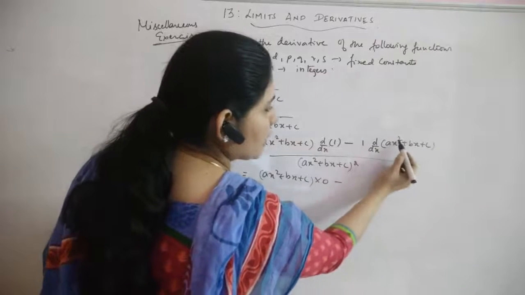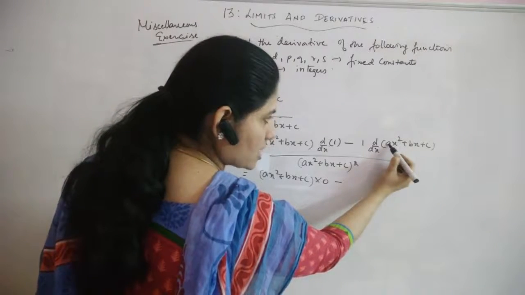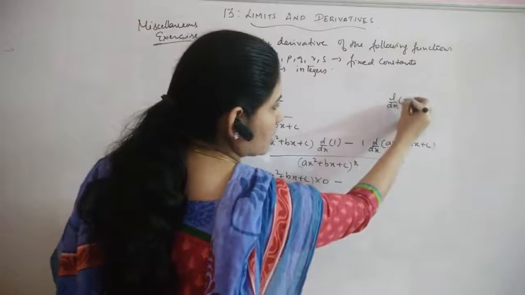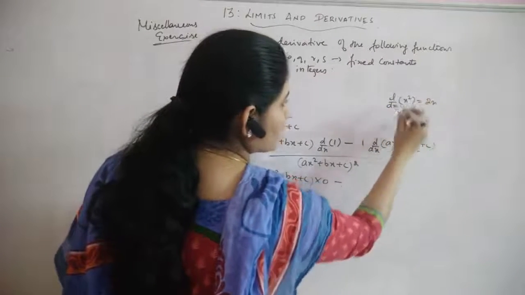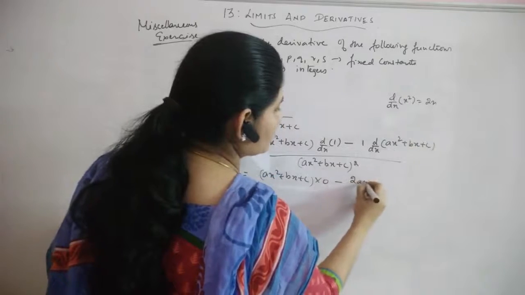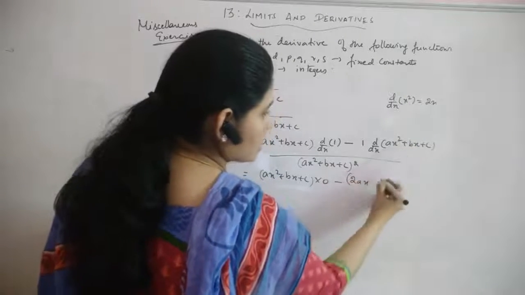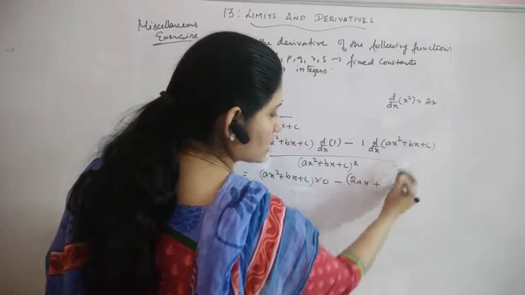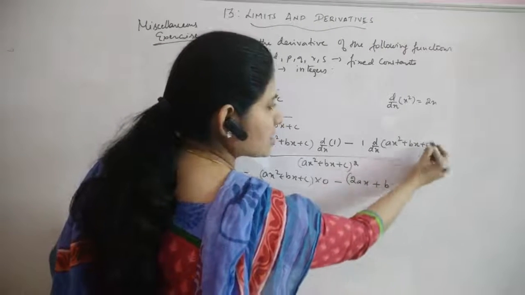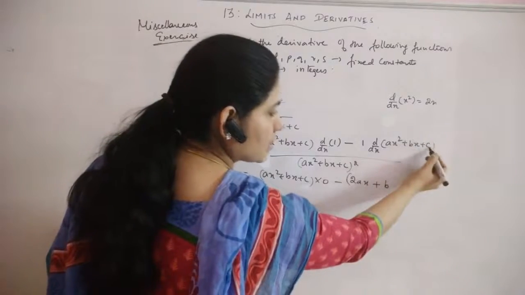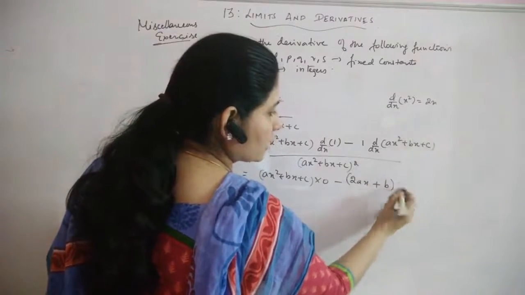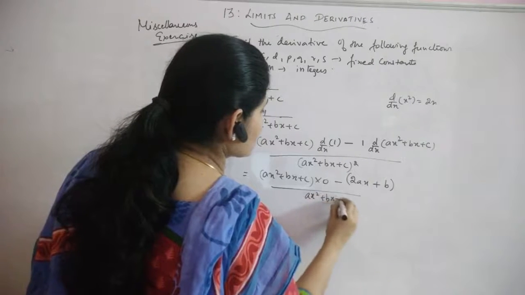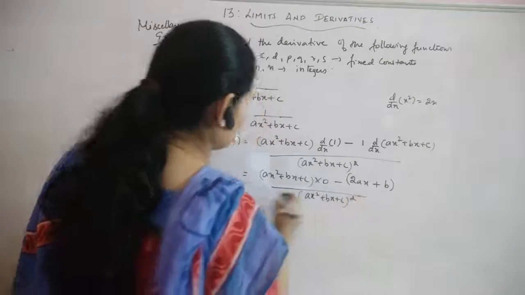Now again for derivative of this term, a is a constant, d by dx of x square. d by dx of x square is 2x. So you will get 2ax as the first term. For second term, bx, b is a constant, derivative of x is 1, so you will get b. And third term is c, only a constant, so the derivative of c is 0. So you are not getting anything there. Divided by ax square plus bx plus c the whole square.